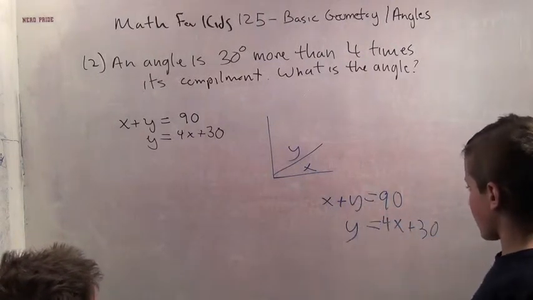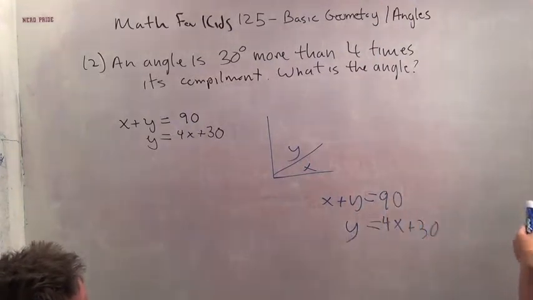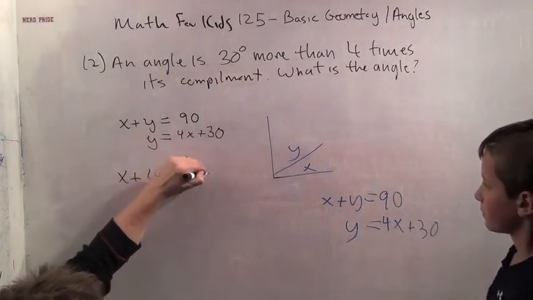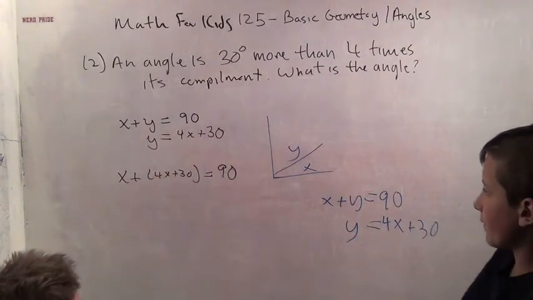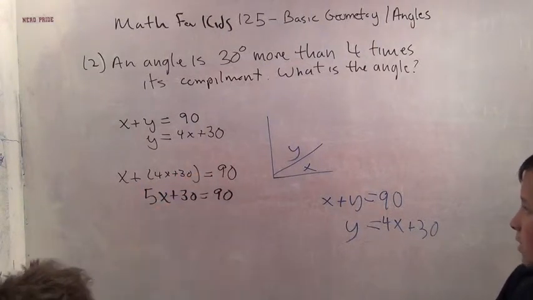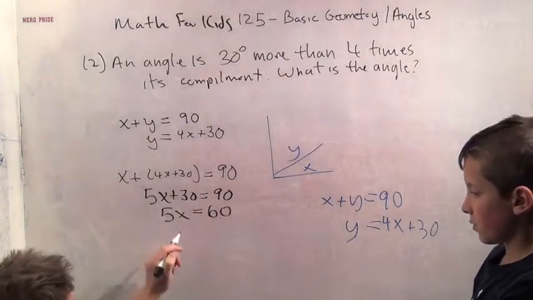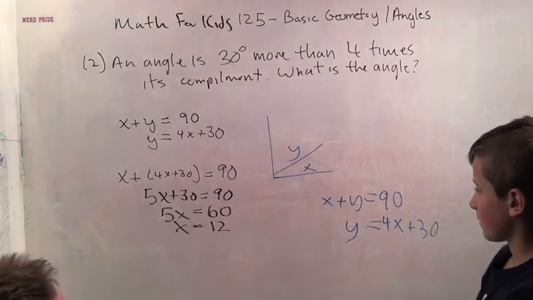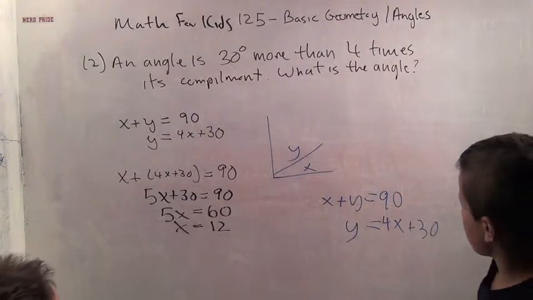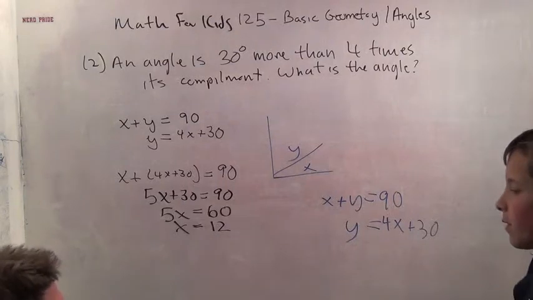So we substitute again. Okay, and what equation do we get when we substitute in? We get x plus 4x plus 30 equals 90. Or 5x plus 30 equals 90. So 5x is 60. 5x equals 60. So x is 12. X equals 12. Okay, awesome. Is that our answer? X is 12? No, it's y that we have to figure out. We have to do 90 minus 12, which is 78.